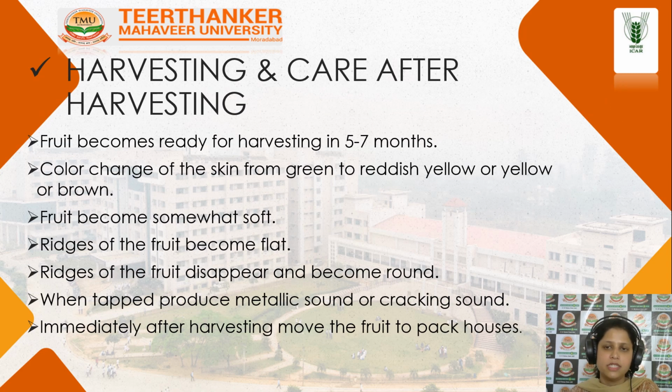Now coming to harvesting and its aftercare, fruit becomes ready for harvesting in 5 to 7 months. The color of the skin changes from green to reddish yellow or brown. Fruit becomes somewhat soft. Ridges of the fruit become flat, then disappear and become round. When tapped, it produces a metallic or cracking sound.